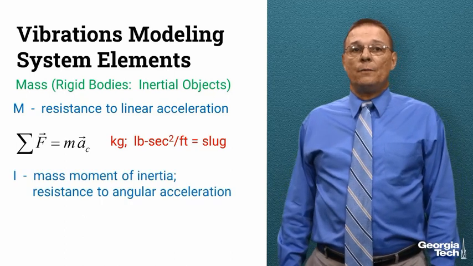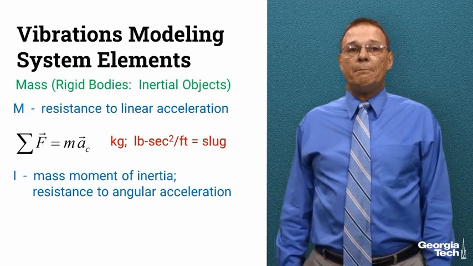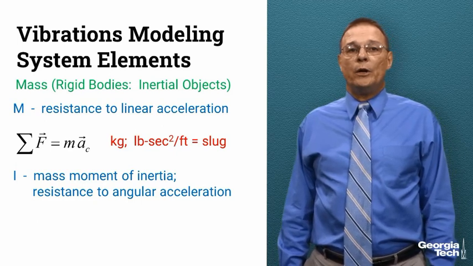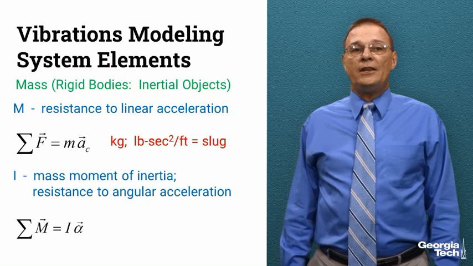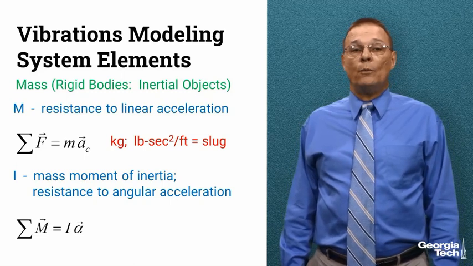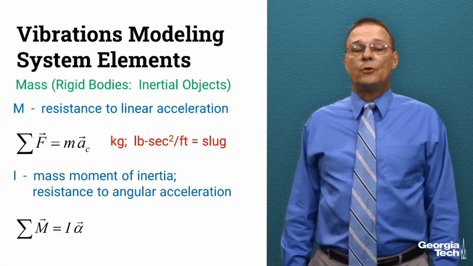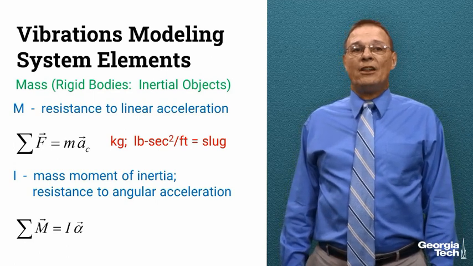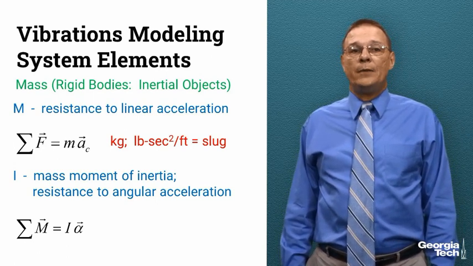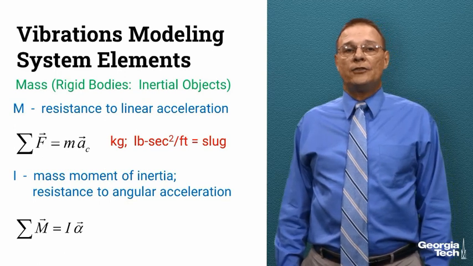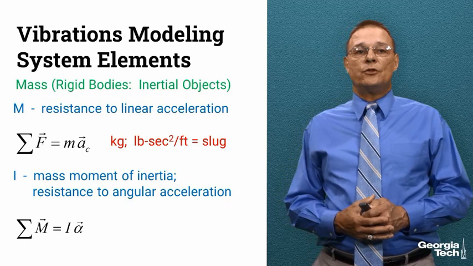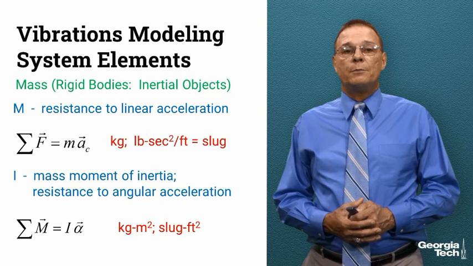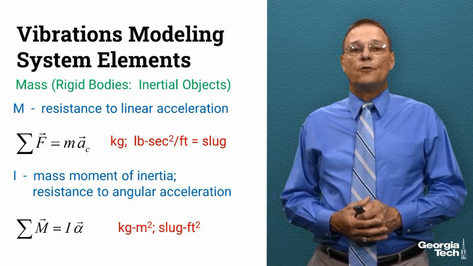The second mass or inertial property is the mass moment of inertia I, which is a resistance to angular acceleration for a body undergoing rotational motion. In this case, this is our Newton-Euler equation for that. Sum of the moments equals I alpha instead of sum of the forces equals ma. Moments are analogous to forces. I is analogous to m, and the angular acceleration is analogous to the linear acceleration in these two equations. So you can see there's a complete analogy there. The units for I are kilograms meters squared and slugs feet squared.